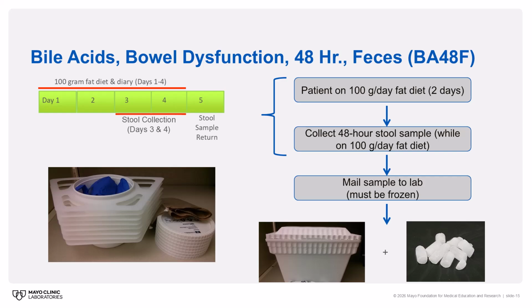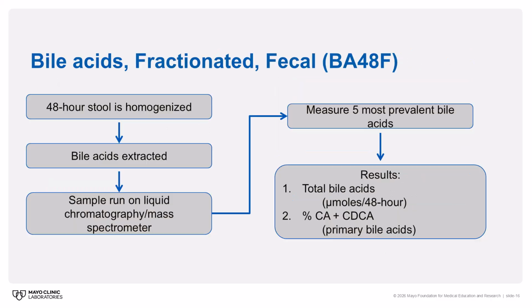Importantly, intestinal bacteria is found in stool and can degrade bile acids. So it's required that the stool collection be stored frozen during and after collection and mailed to the laboratory frozen. Once at the laboratory, we will homogenize the stool sample, extract the bile acids, and measure the 5 most common bile acids in the stool by LC and mass spectrometry.